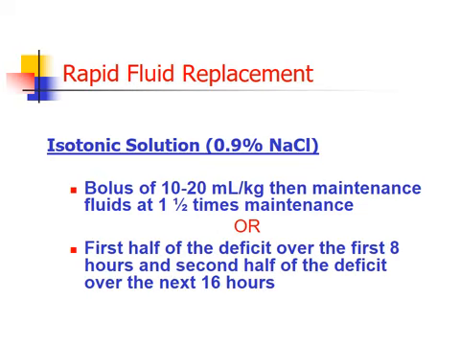You do that until the urine specific gravity comes to within normal, and then they would switch them over to the 1.5 times maintenance. Okay. And some of the books do show where the first half of the deficit is over the first 8 hours, and then the second half of the deficit over the next 16 hours. So you may have an older physician that is still practicing this way, and I'll show you that in the next slide. But generally, now they'll do the bolus.